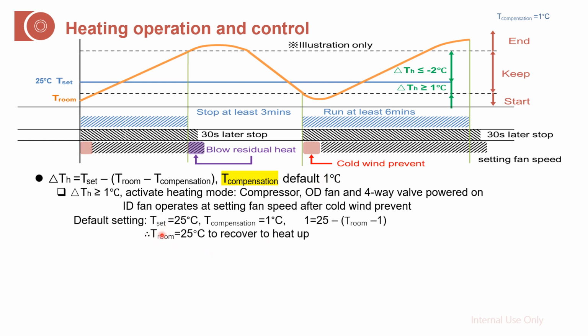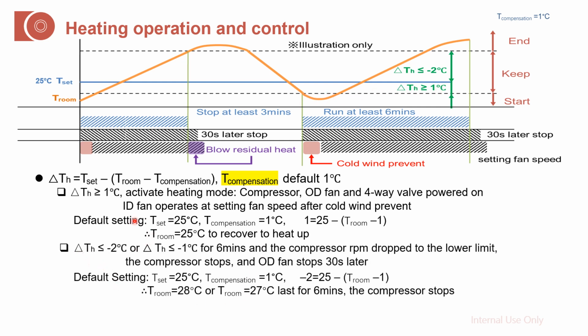Let's say the T set is 25 and the T compensation default is 1. Then once the T room achieves 25 degrees, it will recover to heat up, which is this one. And if it meets this requirement, or the delta TH is less than 1 degree for 6 minutes, then the compressor will stop, and the outdoor fan also stops 30 seconds later.